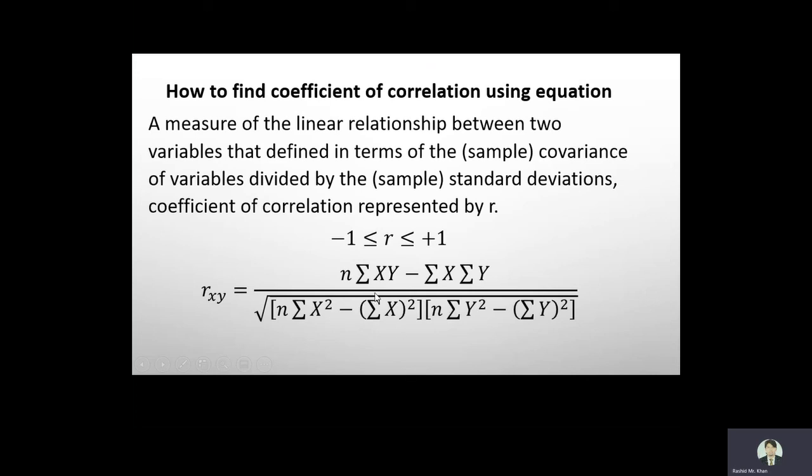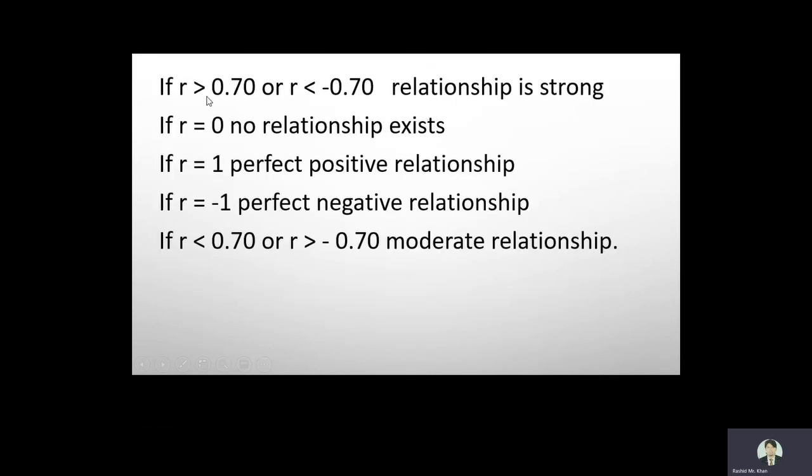That's the equation we use to find the correlation coefficient, the strength of the relationship and the nature of the relationship. This is important: if R is greater than 0.70 or less than minus 0.70, the relationship is strong. If R is 0, no relationship exists. If R is 1, perfect positive relationship. If R is minus 1, perfect negative relationship. If R is between minus 0.70 and 0.70, a moderate relationship exists.